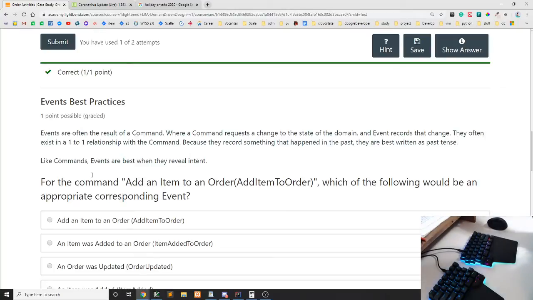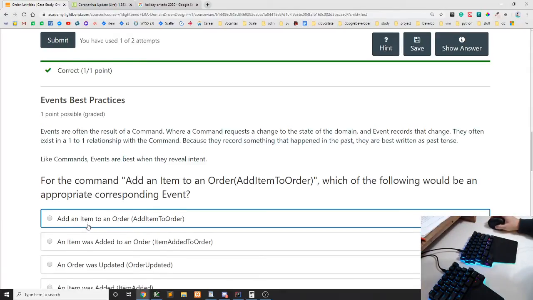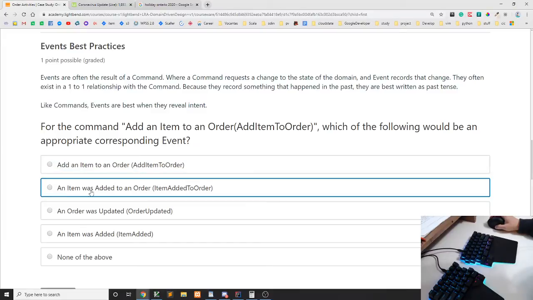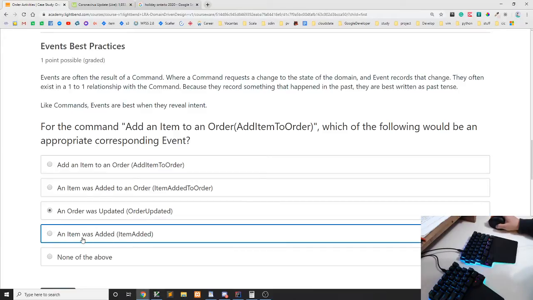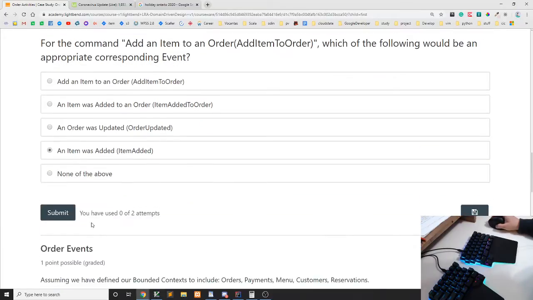As we studied about the three activities, one was command, the next one was event, the other one is query, and events explain the status that already happened. So add an item to an order means that it's more of a command. An item was added to an order. Item added to an order. An order was updated. Order updated. An item was added. Item added. None of the above.